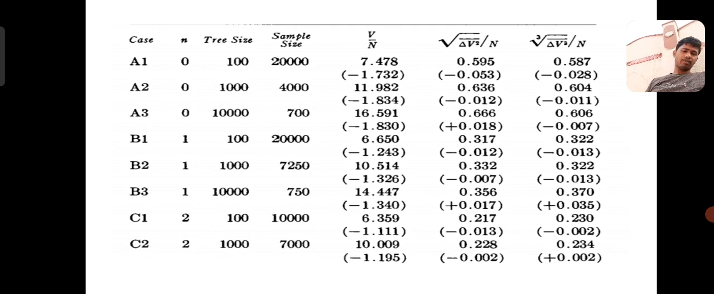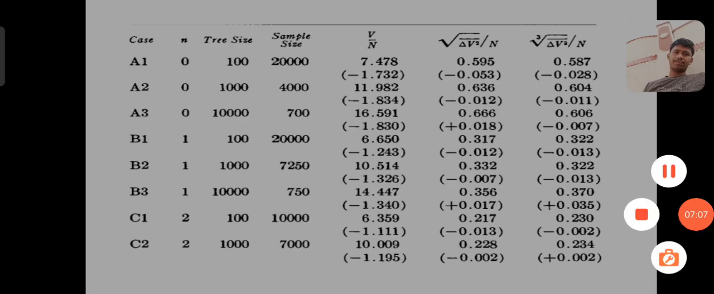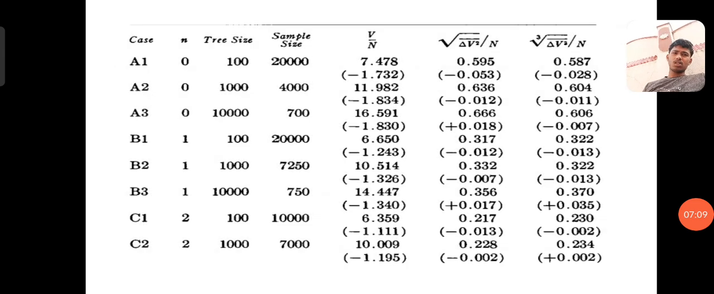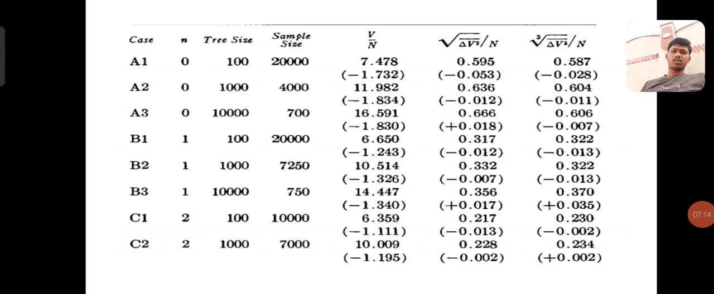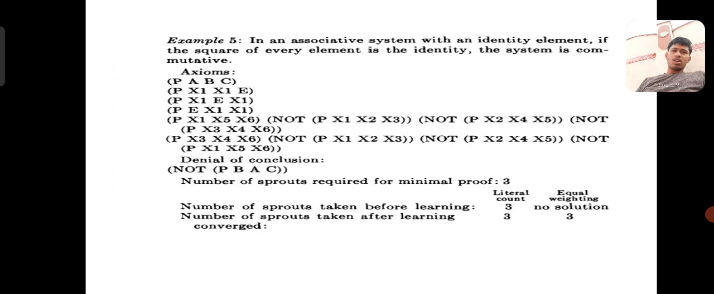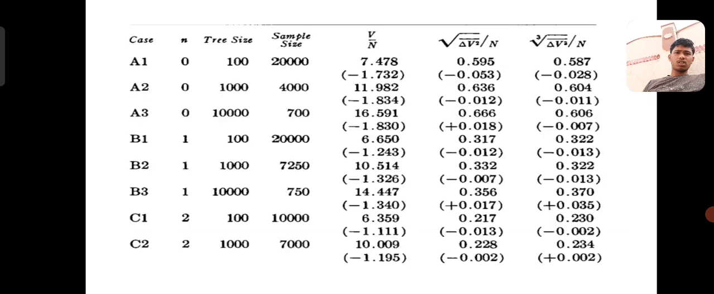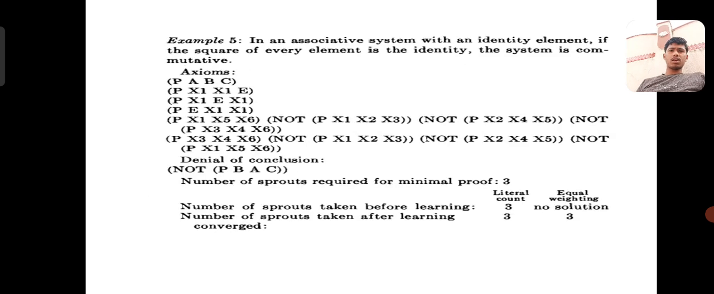The tree size for a1 is 1000, the sample size is 20,000, and the V over n value is 7.478, as shown on the screen. The a2 values are, for example, in the case of a2 system, tables of the experimental values.